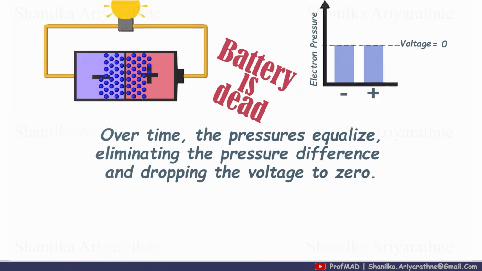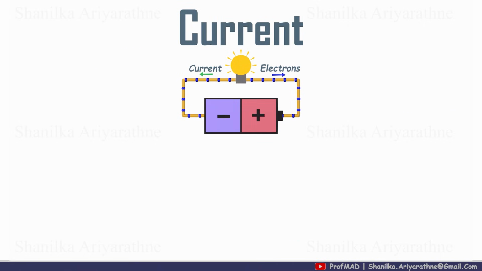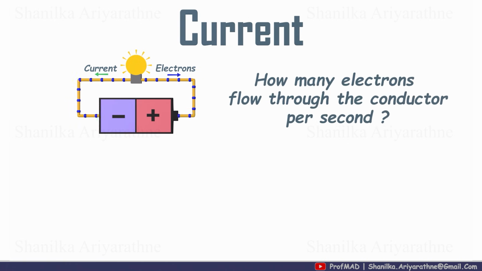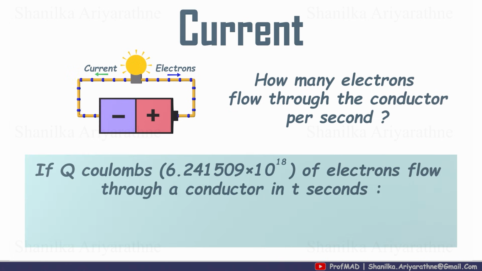Now let's talk about current, the actual flow of electrons. We can define current by counting how many electrons pass through a conductor each second. If q coulombs of charge flow through a wire in t seconds, the current is simply the amount of charge divided by time. Or, spoken as a formula, current equals charge over time. 1 coulomb represents about 6.2 quintillion electrons. That's a 6 followed by 18 zeros.